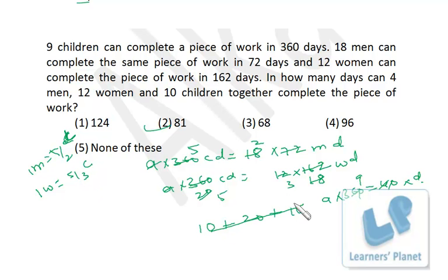And again, this thing, right? Because once you are clear that one man is around 2.5 children, then 4 men will be 10 children, 12 women, 12 into 5 by 3, you can do it mentally. So there will be 20 children and then 10. So 40 children are there and the work is of 9 into 360. So this calculation 9 into 360 you can do it mentally, right? Hardly any paperwork is required for this particular calculation.